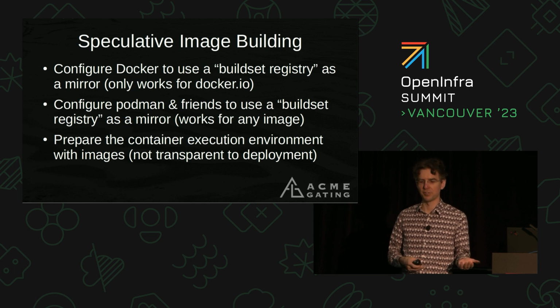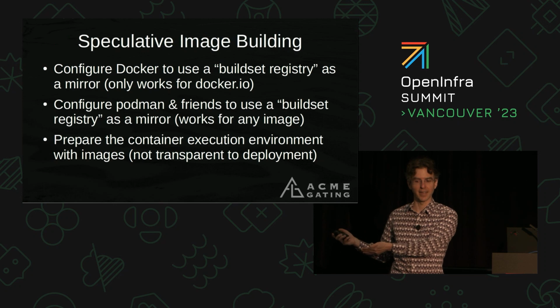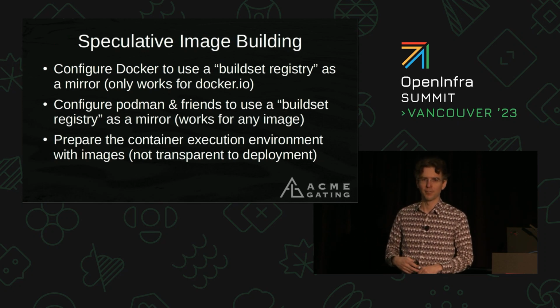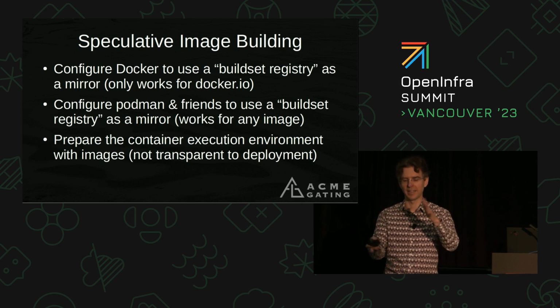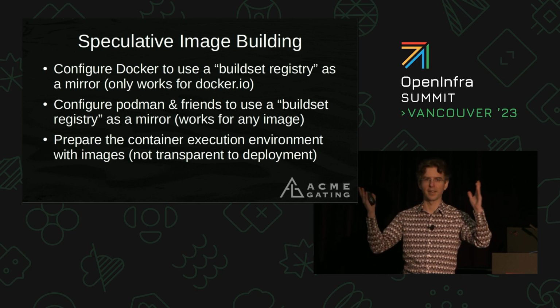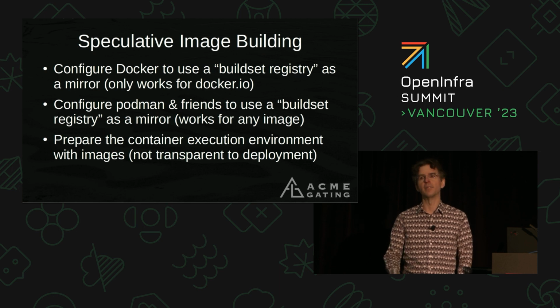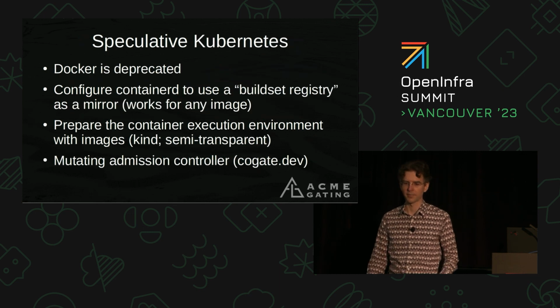So for speculative image building, basically it's the same thing. I think these slides are in fact the same, with different titles. So again, if you're using Docker build and your images are on Docker Hub, then that's fine. Otherwise, you want to use Podman build or Buildah or any of the other things that use a Podman-like build system. And then once again, you could sideload the images into the local container environment.